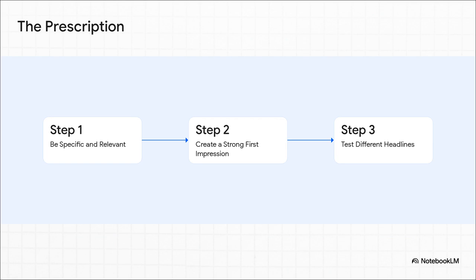So the treatment plan? Be incredibly specific and relevant to what the user actually wants. Craft it to create an immediate, strong impression. And never ever assume you got it right on the first try. Always be A/B testing different versions to see what truly connects.